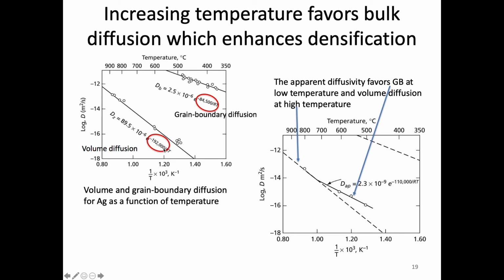So basically 192,000 is the slope for volume diffusion. Whereas if we're looking at grain boundary diffusion, that has a slope of 84,500. So different slopes for different mechanisms, mass transport mechanisms. So what we see here is an actual plot of silver diffusivity as a function of the temperature. So again, the Arrhenius plot.